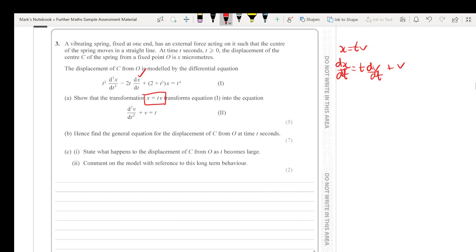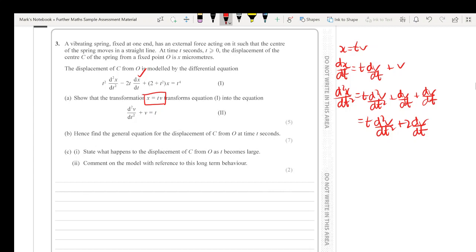We're going to differentiate again to get d2x/dt squared. So this is product rule again. First, t times the differential of the second with respect to t gives me d2v/dt squared, plus the second, which is dv/dt, times the differential of the first, which is just 1, plus differentiate this with respect to time, which is dv/dt. Now they're the same as each other, so that's the same as saying t d2v/dt squared plus 2 dv/dt.